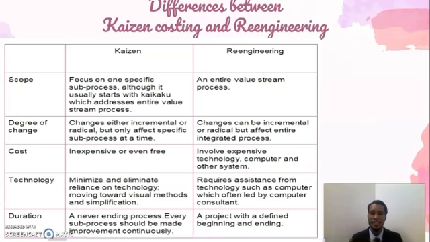Duration for Kaizen, a never-ending process. Every sub-process should be improved continuously. For Reengineering, the duration is a project with a defined beginning and end.